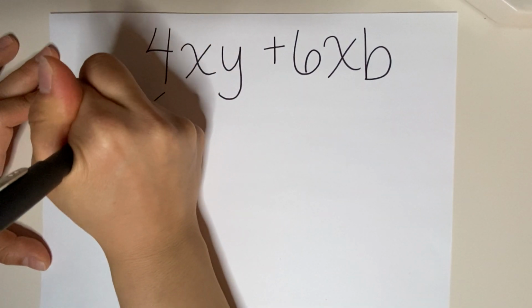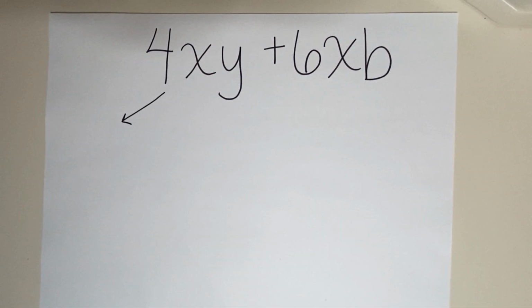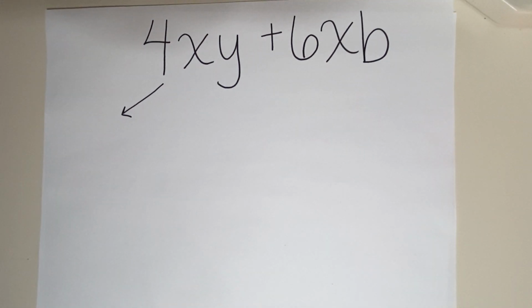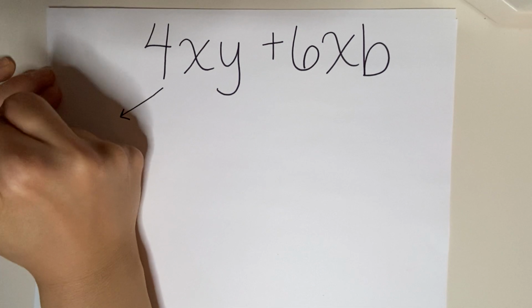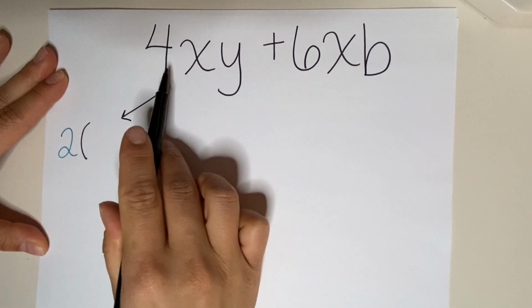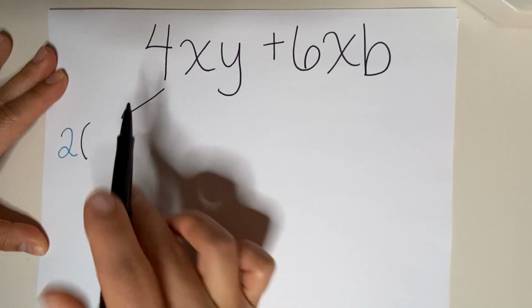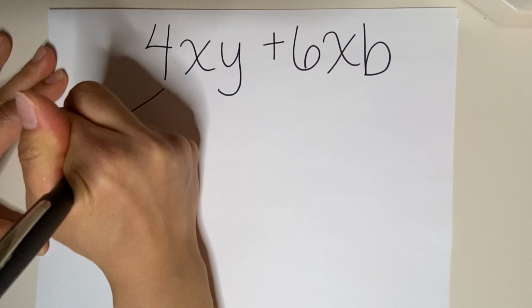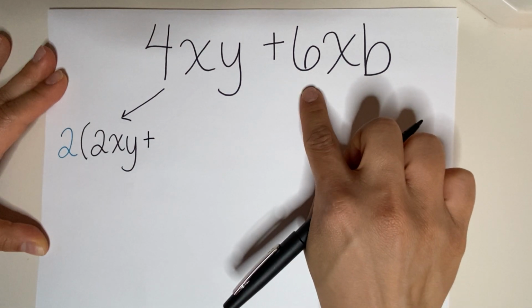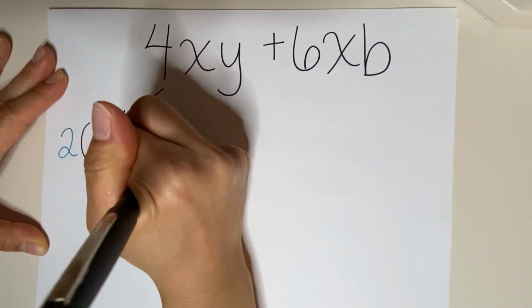The first way, I think, what can I take out? Well, I ask myself, what do 4 and 6 have in common? 2, right? 2 times 2 gets me 4. 2 times 3 gets me 6. So let me take out a 2. So if I take out a 2, I ask myself, okay, what does 2 need to be multiplied by to get to 4? 2. So this would be 2xy plus, what does 2 need to be multiplied by to get to 6? 3. 3xb.